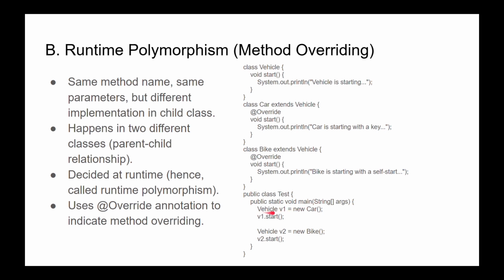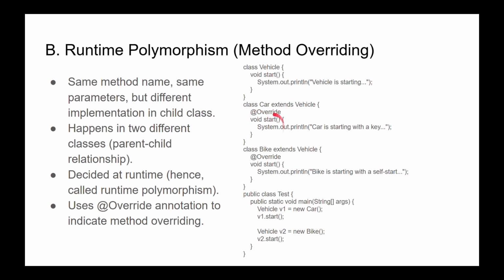In the main class, we have used Vehicle v1 equals new Car. A new car object will be created at runtime and assigned to v1. If you call v1.start, then it is going to call car is getting started with key. And the next one is v2 equals new Bike. A new bike object is created at runtime and assigned to v2. And if you call v2.start, then it is going to call the bike start method instead of calling vehicle. This is the concept of method overriding.